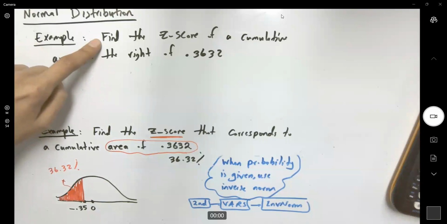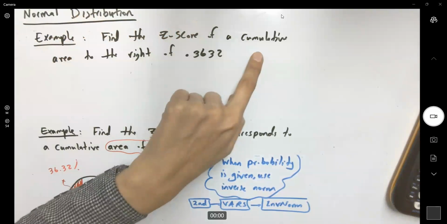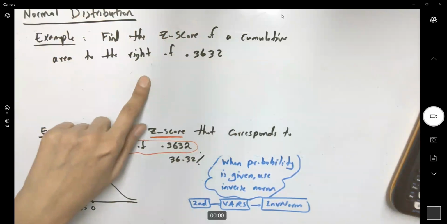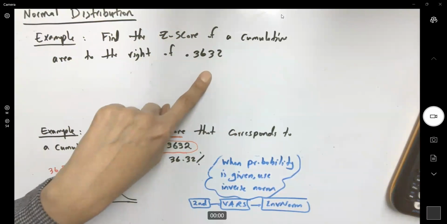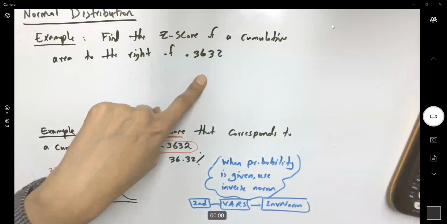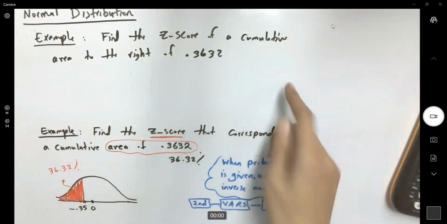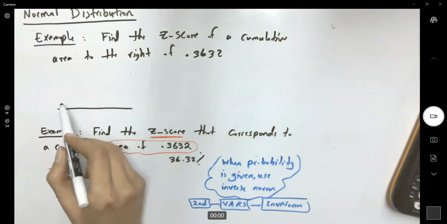Example. Now find the Z-score that corresponds to a cumulative area to the right side of 0.3632. Now I'm changing the area. I have a different area. How do I calculate the Z-score? So now your area is on the right-hand side. We have to graph it first. What's the graph like? This is my graph.